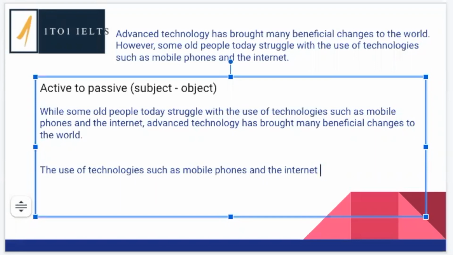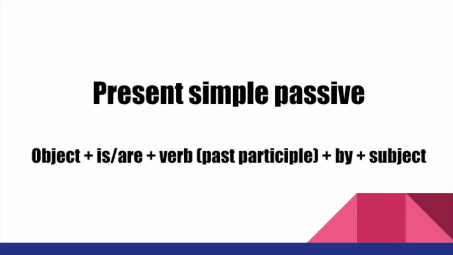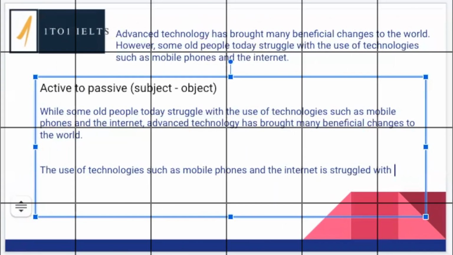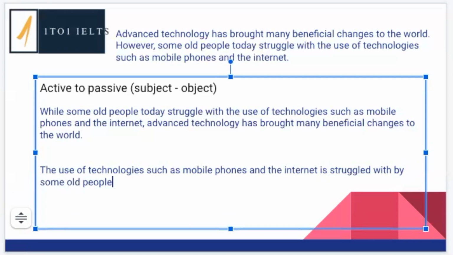Next, we want to look at our verb. Our verb here is struggled with. So we're going to have the present simple passive. And then we add by and our subject. Our subject here is some old people. Now, looking at this sentence, it doesn't quite work because struggled with isn't usually used in the passive voice.